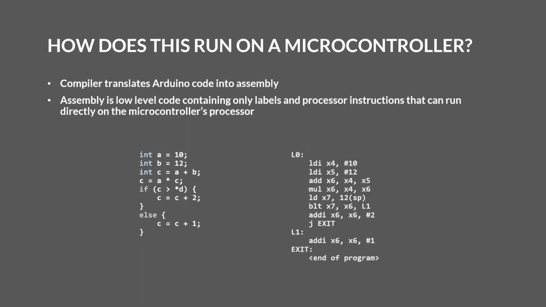Once you've written your code, you pass it into a program called a compiler. What the compiler does is take your code, whether that be Arduino or C or C++, and convert it into a very low-level machine code, which we refer to as assembly. The assembly code basically only contains labels and processor instructions. This is simple enough that the processor can go and read through it and execute exactly what is in that assembly code.